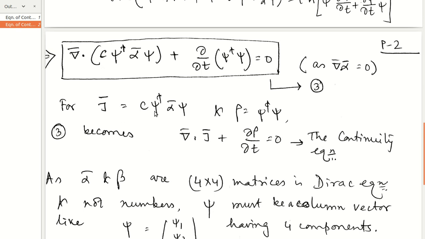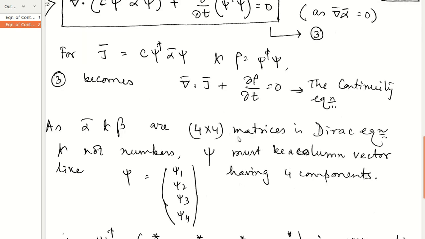So you replace c psi dagger alpha psi as J, which is the so-called probability current density, and rho as psi dagger psi. You get it from here. So this is the continuity equation.